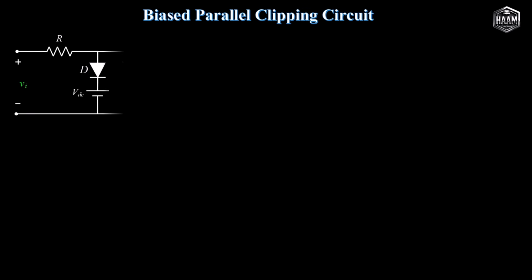Next, consider a biased parallel clipping circuit incorporating a DC reference battery. In this setup, resistor R is in series with a parallel branch containing diode D in series with a DC battery, V sub DC, where the positive terminal of the DC source connects to the cathode of the diode.